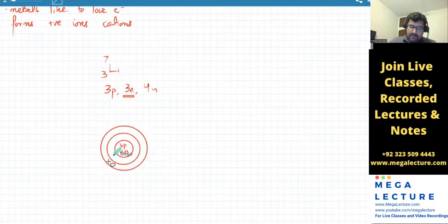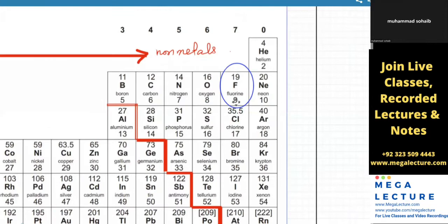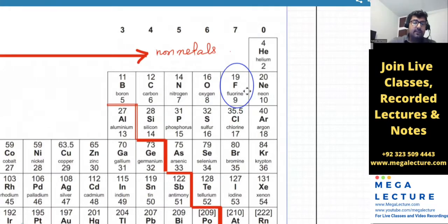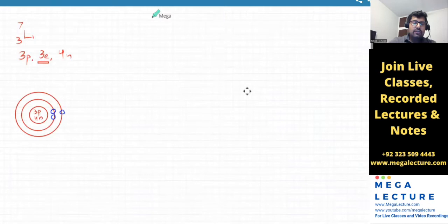So I've got 2 electrons and 1 electron in the outermost shell. And then I have fluorine. That's the other corner. That's 9 and 19. Okay, that's fluorine. So that's the other corner.